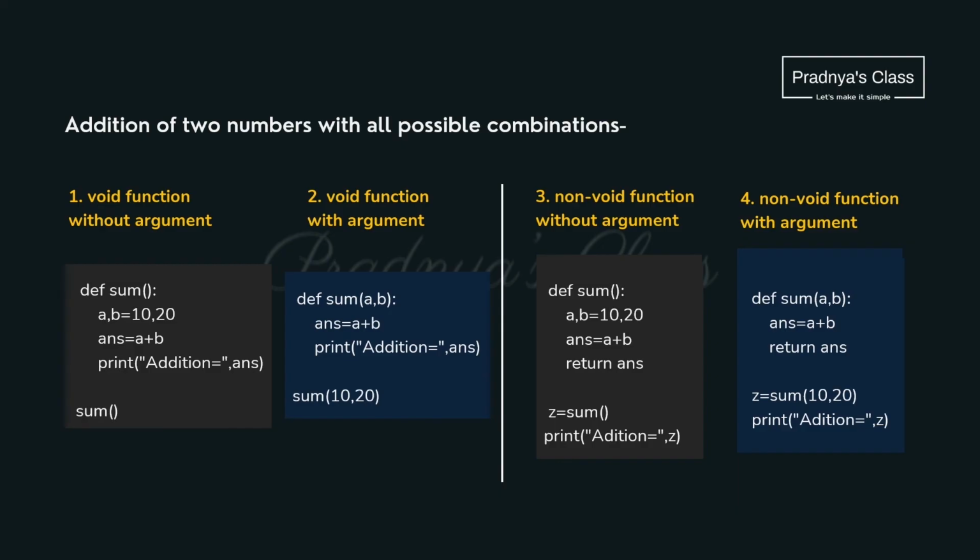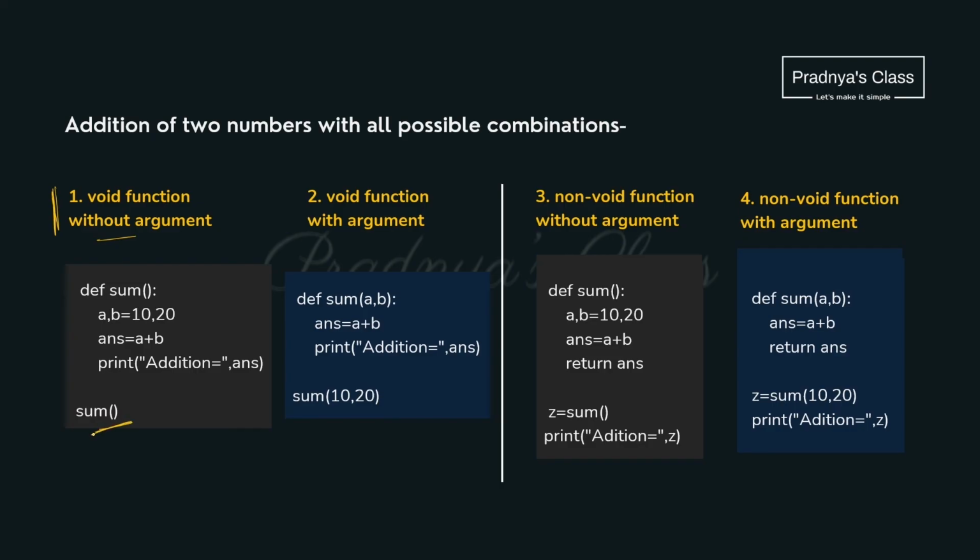If this seems complicated to you, look at these examples. Same examples are written in all 4 combinations. This is a simple program of addition of 2 numbers. What is the first possibility? Void function without argument. It means you are not returning value, not passing any parameter.